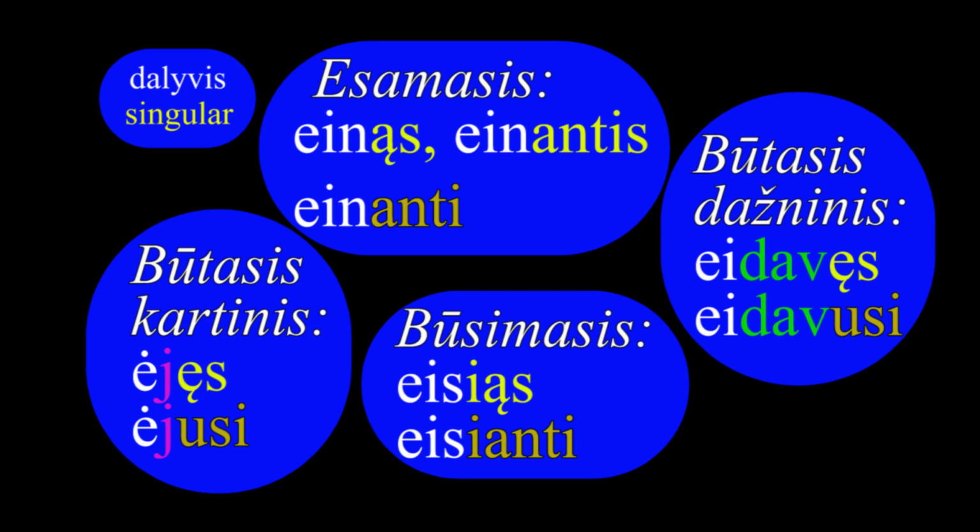Past frequentative tense has dav in the middle. So eidavęs, eidavusi. So this is būtasis dažninis. Dažnai means often. So the tense is dažninis. I used to go. Eidavęs. And būsimasis laikas, future tense, eisiąs, eisinti.